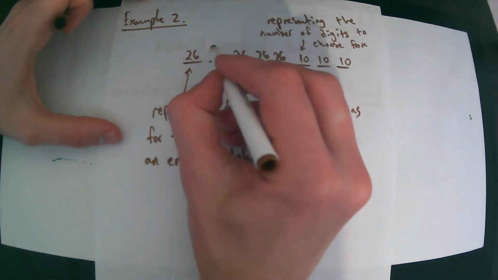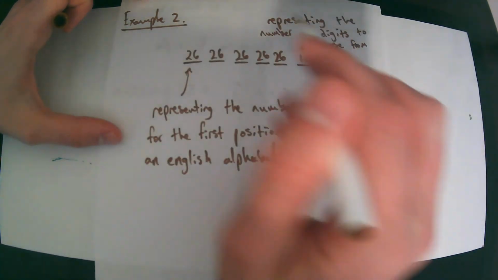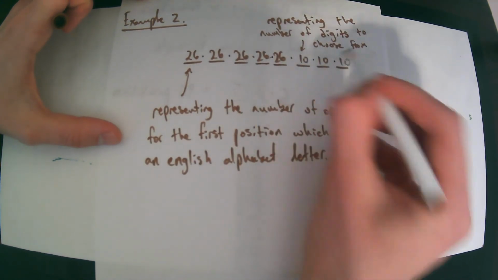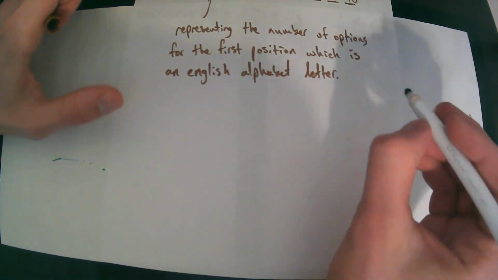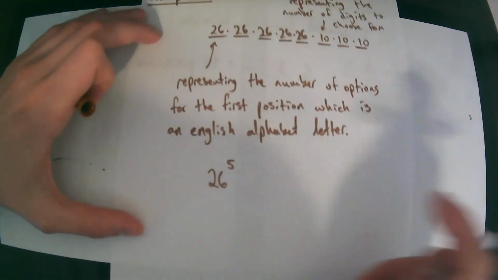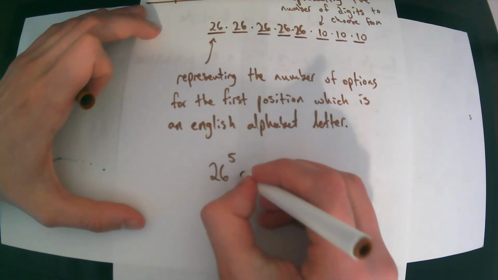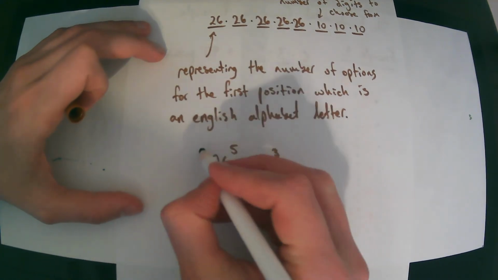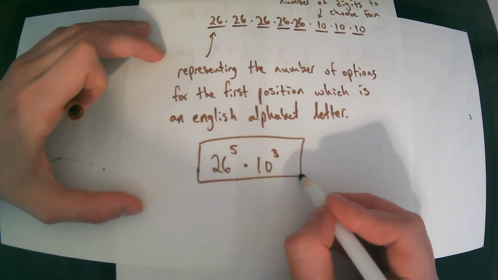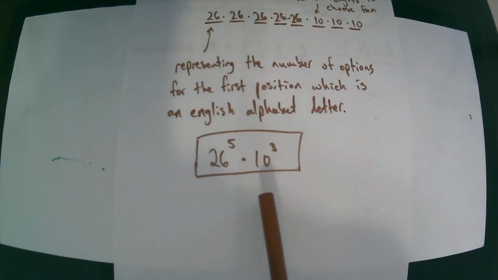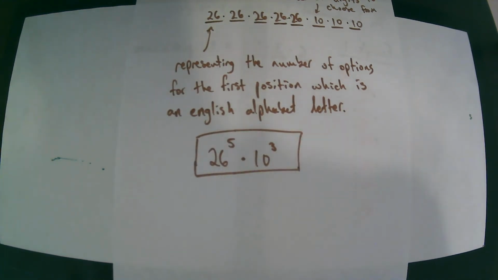How do we figure out how many possibilities this is altogether? You just take the product. So this is going to be some ginormous number. The cleanest way to write this would be 26 to the 5th power, because there are 5, times 10 to the 3rd power. We could also just multiply it out, but it would be a giant number, so this is the most concise way to write it.